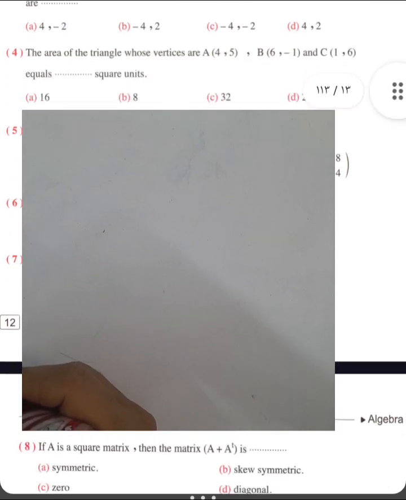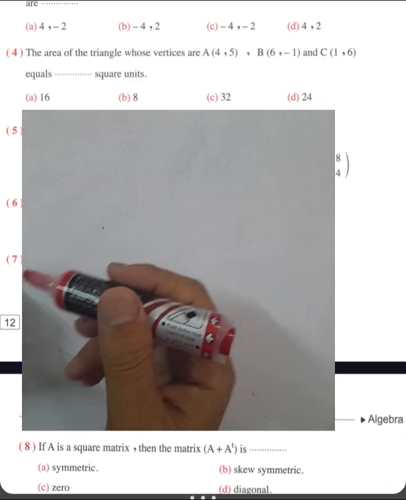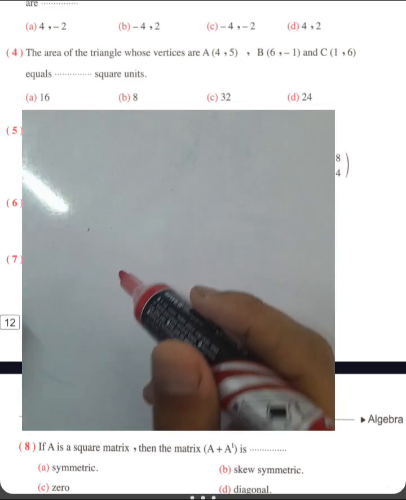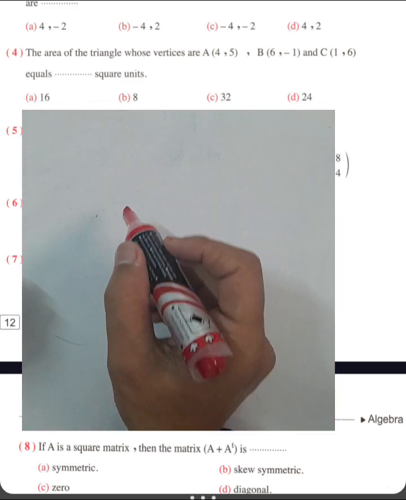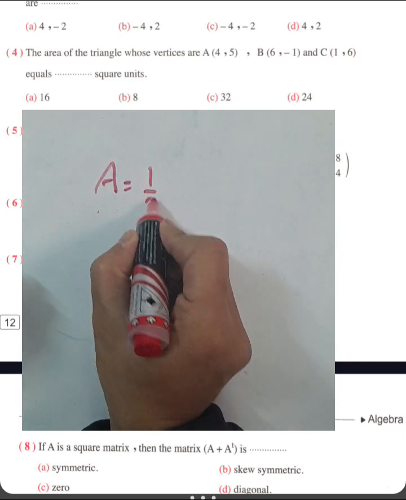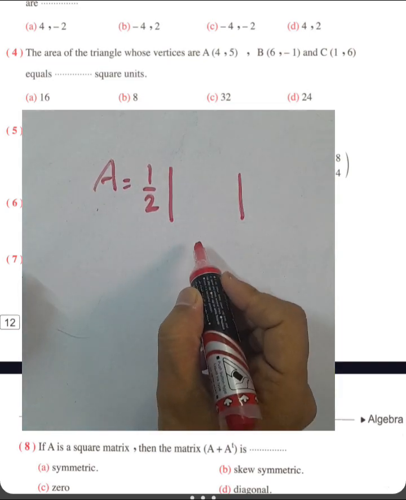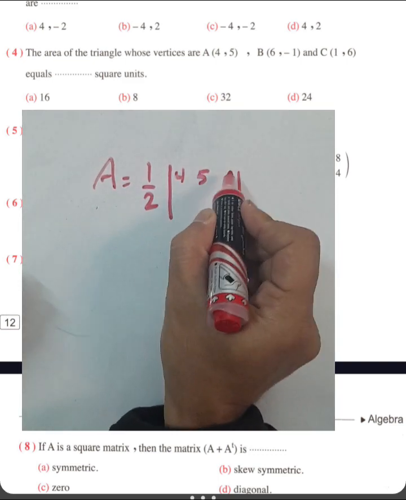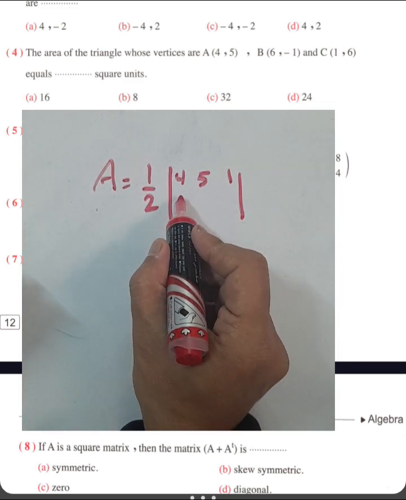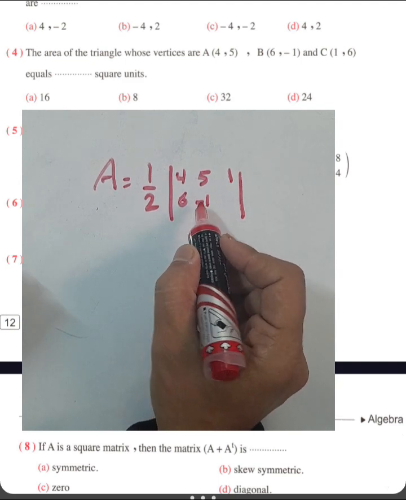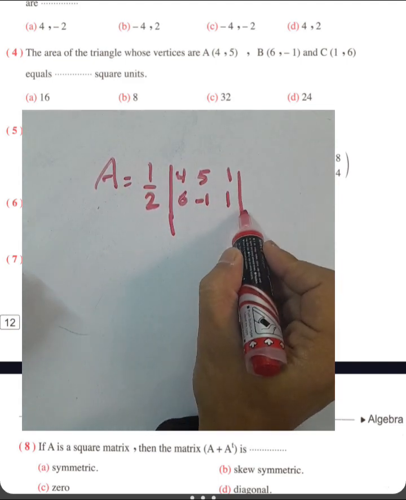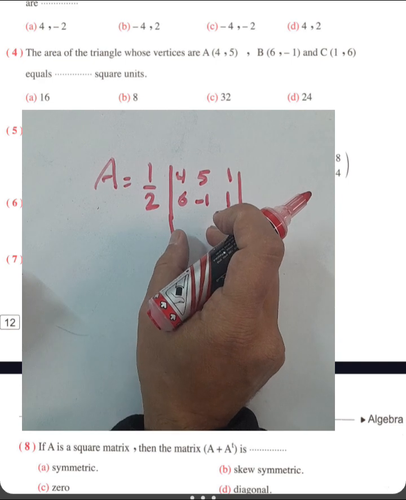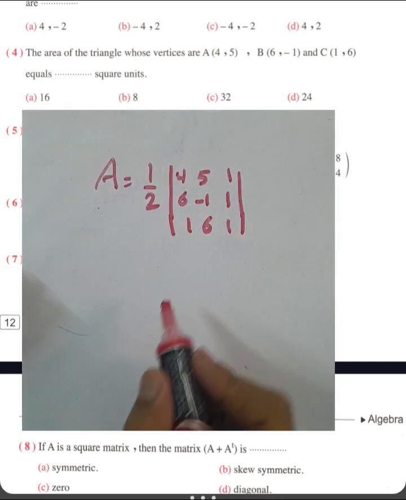The area of the triangle whose vertices are A, B, C equals... We can find the area equal to half the determinant. The first point is (4, 5), the second point is (6, -1), and the third point is (1, 6).